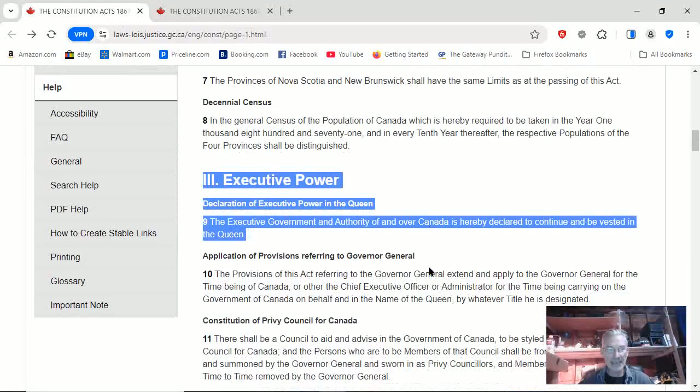So the executive government and authority of and over Canada died on February 22nd, 1901 with Queen Victoria. Now, are you willing to continue to give your consent to be governed by a de facto government based on deliberate deception and fraud?